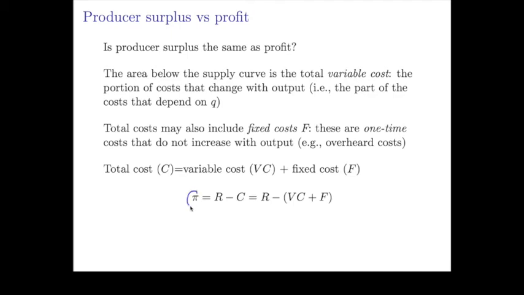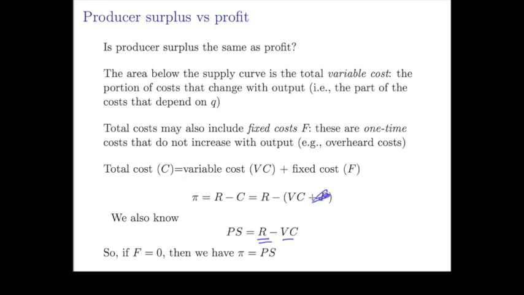So profit is the revenue minus total cost. So it's revenue minus variable cost plus fixed cost. So you could write it as revenue minus variable cost minus fixed cost. But we also know from what we just saw that the producer surplus is revenue minus variable cost. So if your fixed cost were 0, so you didn't have any fixed cost, then profit and producer surplus are exactly the same thing.